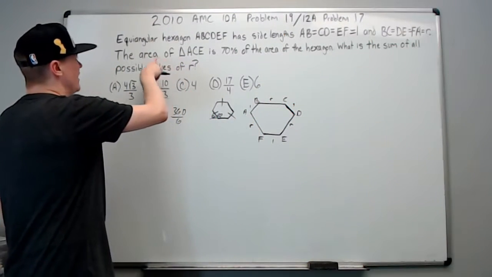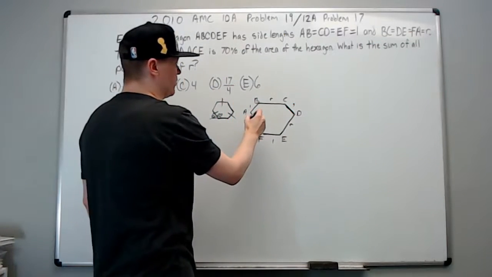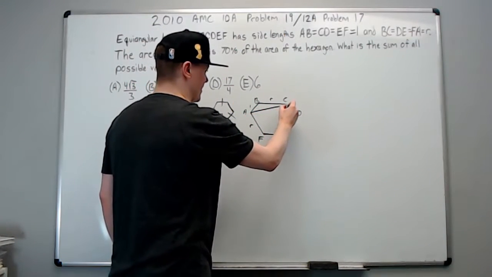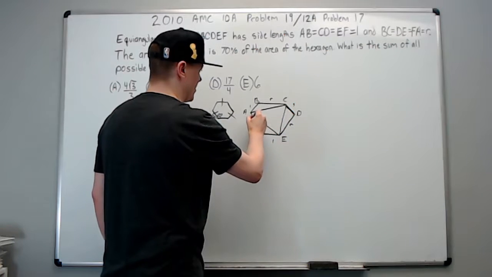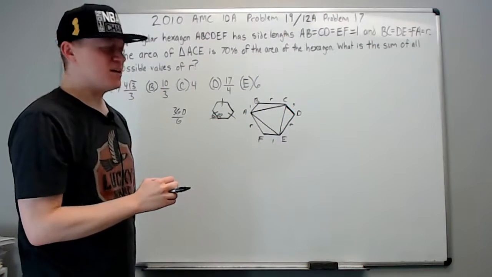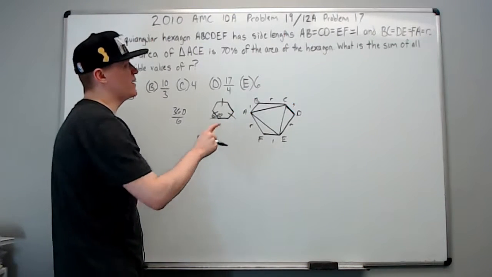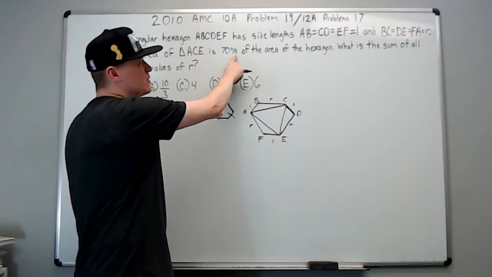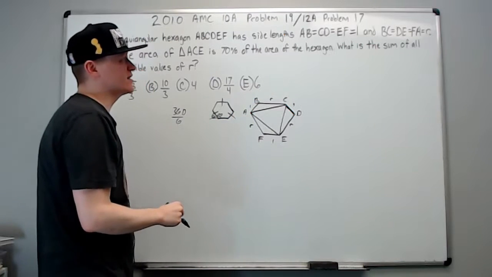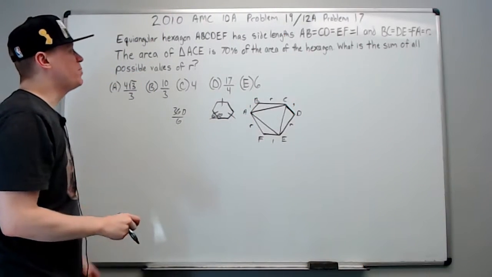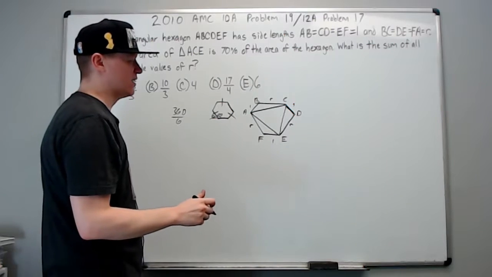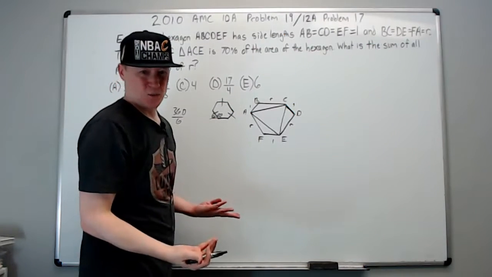Now let's continue. The area of triangle ACE, well, let's make that A to C to E. And you might think, why, that looks almost equilateral. Maybe it is. In fact, it is. Let's figure out why in a minute. The area of that is 70% of the area of the hexagon. What is the sum of all possible values of R? So it implies there's more than one, right?